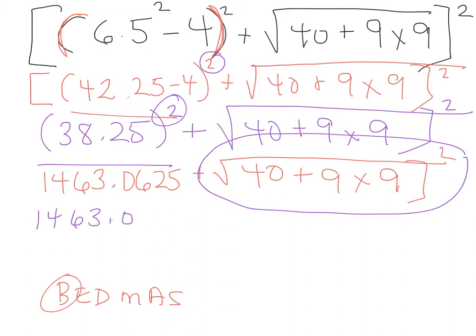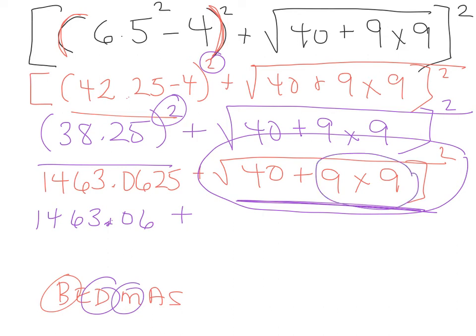And you can round. I don't mind if you round. This particular number is 0.0625. You can round it to 0.06. That's much easier, and I'm fine with that. Plus, and then underneath this here, we have to follow BEDMAS. There's not any exponents underneath the root sign. There isn't any division. D is the next one. There is multiplication. The multiplication is 9 times 9. So underneath this here, it's 40 plus 9 times 9 is 81.